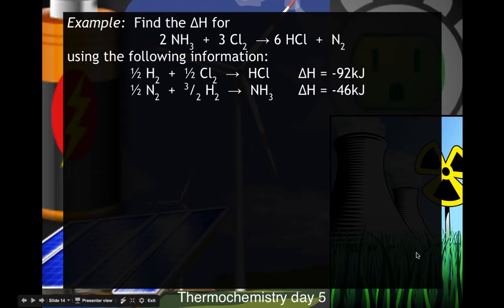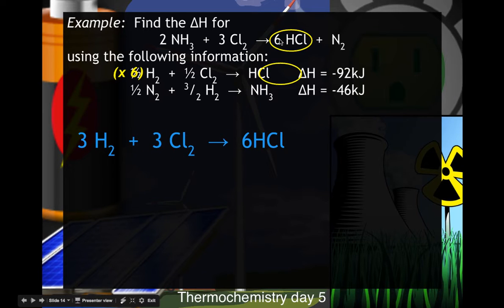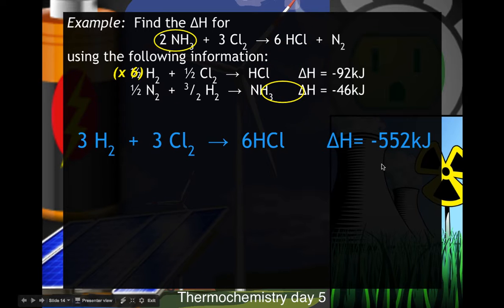Alright, this is slightly more complicated, but still the same procedure. The first thing we have to do is look to see what we have. So in order to, we have 6 moles and 1 mole here. We're going to multiply this by 6. So there's my reaction. I'm going to multiply my delta H by 6. I guess my circles are a little bit off center there.